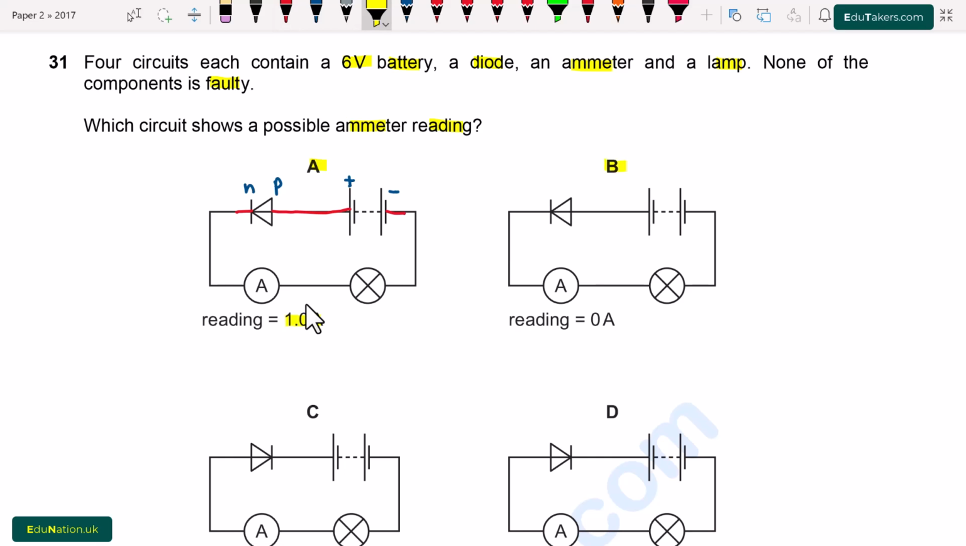Now we see option B. Here again, this is the positive side and this is P. The P side of the diode is connected with the positive terminal of the battery, while the N side is connected with the negative terminal. Again, there is forward biasing, so there should be the maximum current passing through the circuit. But here the reading on the ammeter is 0 ampere. So this is incorrect. There should be current passing through this circuit.